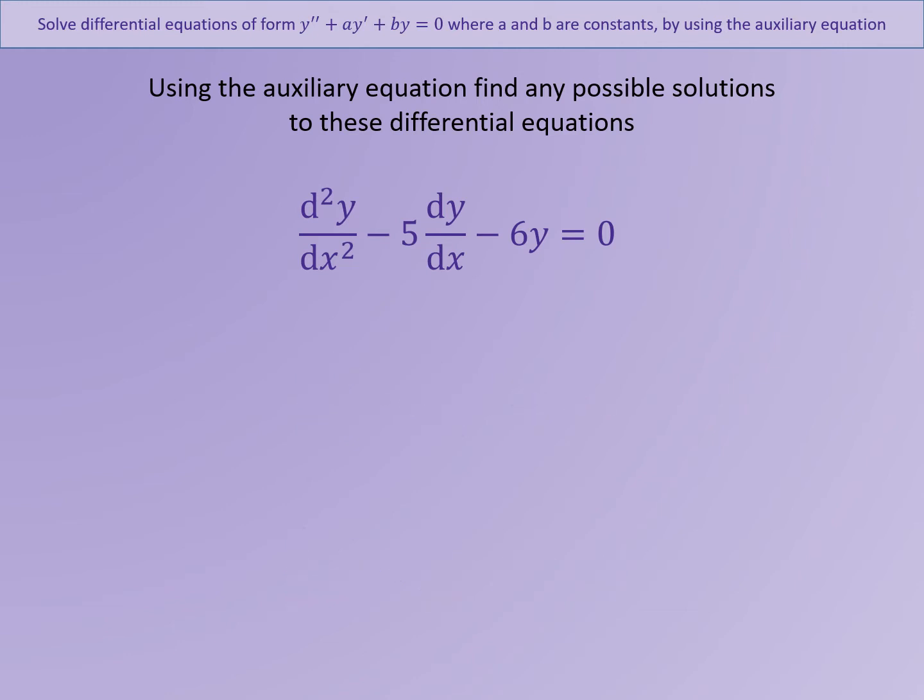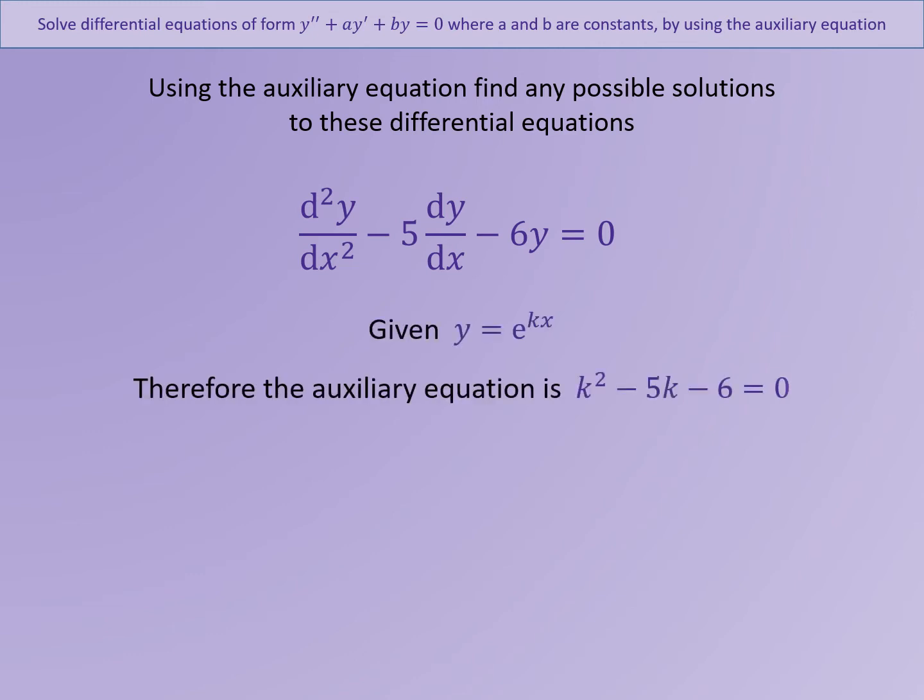Okay, so let's have a quick look at the first one then. Yes, you can use the full substitution every time, but you don't need to. You could write this straight away as k squared minus 5k minus 6 equals 0. So you can get down to that equation straight away, but you're always using the same substitution, y equals e to the kx. This is always identical, so that's important. That will help us in a minute to get our answer.